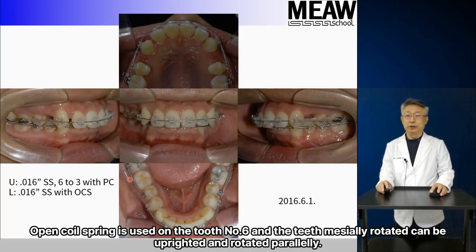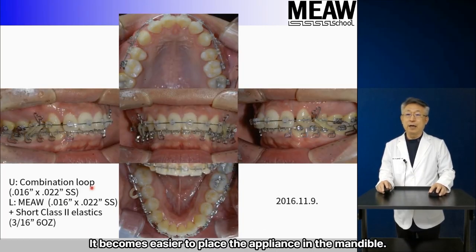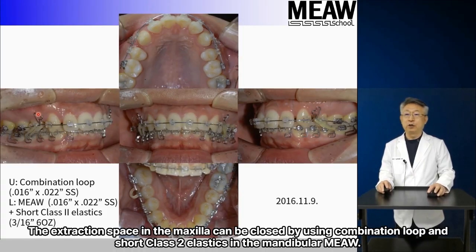Open coil spring is used on the tooth number 6, and the teeth mesially rotated can be uprighted and rotated parallelly. It becomes easier to place the appliance in the mandible. The extraction space in the maxilla can be closed by using combination loop and short class 2 elastics in the mandibular MIO.